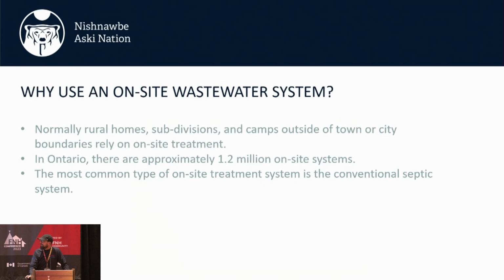So why use an on-site wastewater system or a septic system? Typically, they're used in rural homes, subdivisions, camps outside of town or city boundaries where you don't have adequate servicing. There is over 1 million of these in Ontario, so it's not like they are not a proven technology. And still the most common type is what we call the conventional septic system.